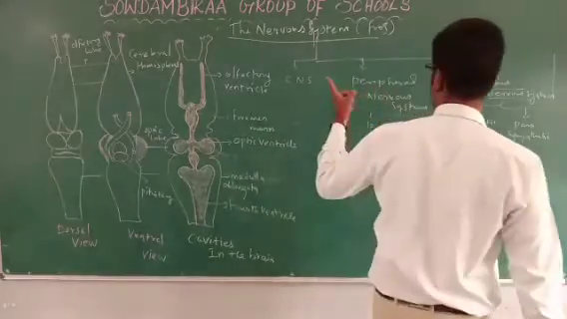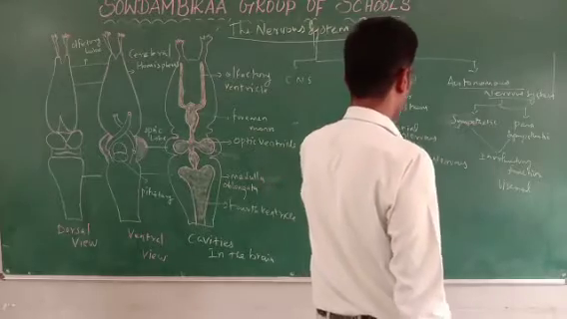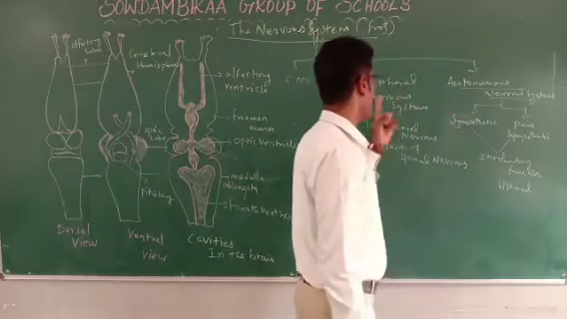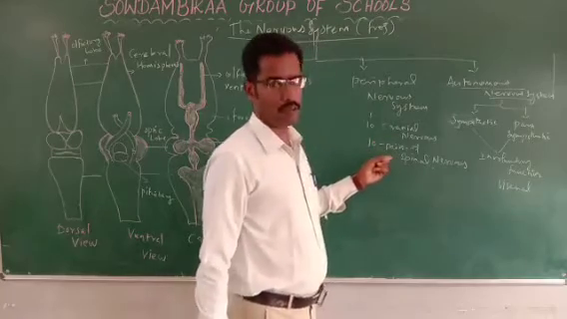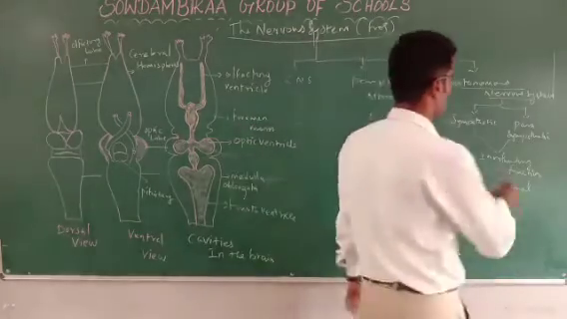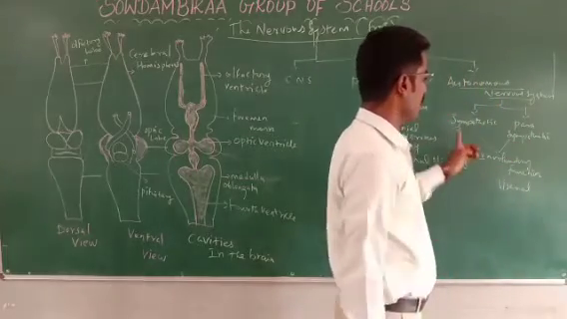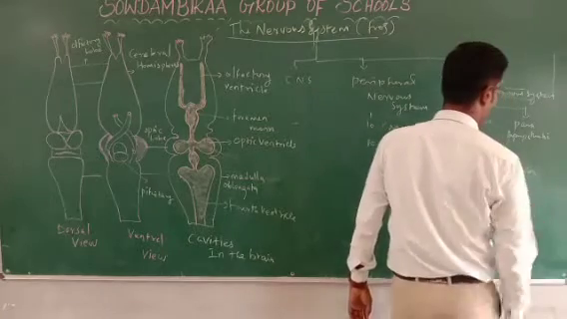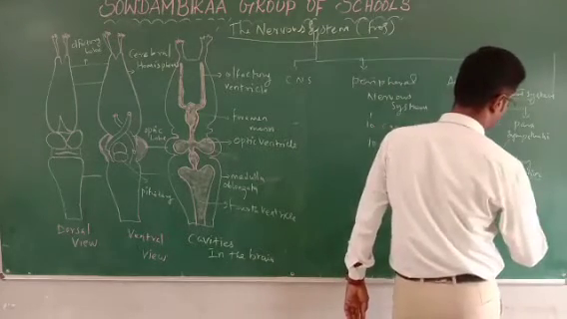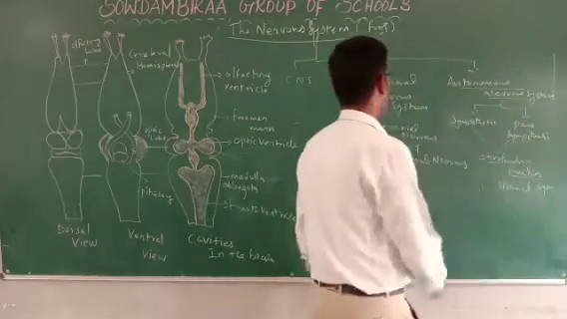So the nerve system of the frog consists of the central nerve system, peripheral nerve system and the autonomous nerve system. The peripheral nerve system consists of 10 pairs of cranial nerves and 10 pairs of spinal nerves. The autonomous nerve system is divided into sympathetic and parasympathetic, which are mainly involved in the involuntary functioning of the visceral organs. Okay.